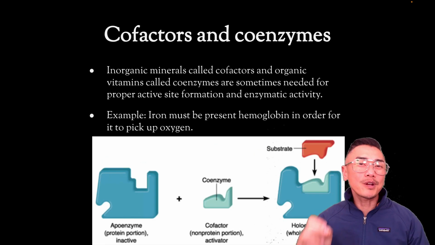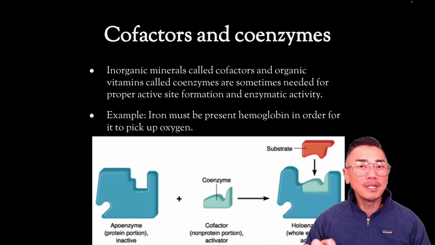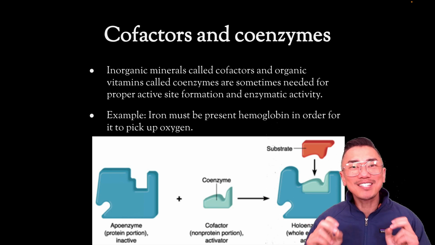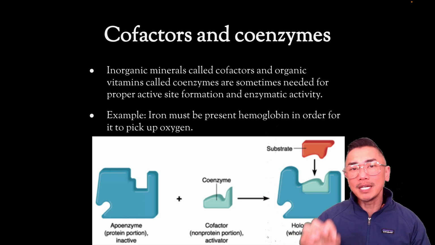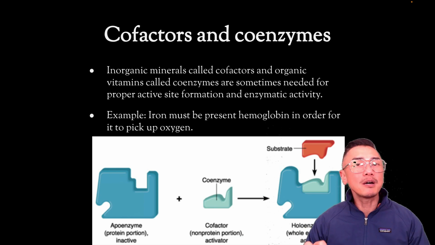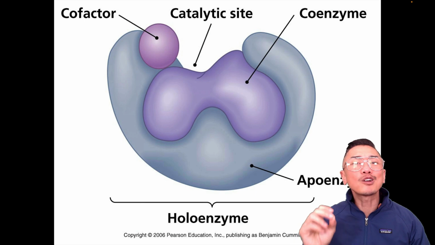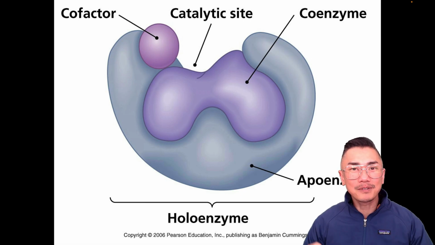Remember that inorganic minerals called cofactors and organic vitamins called coenzymes are sometimes needed for proper active site formation and enzymatic activity. For example, iron must be present in the protein hemoglobin in our blood cells for it to pick up oxygen. This diagram shows that cofactors or coenzymes might be necessary to form the active site of enzymes.